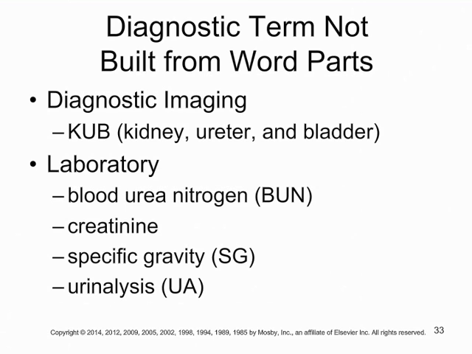Specific gravity is a urine test, and this talks to the concentrating or diluting ability of the kidneys. So it basically measures the concentration of the urine and gives you an idea of how much water the kidney is filtering out of the blood.